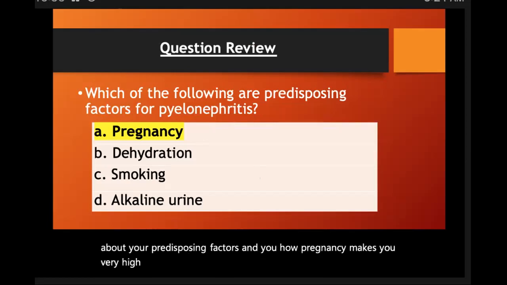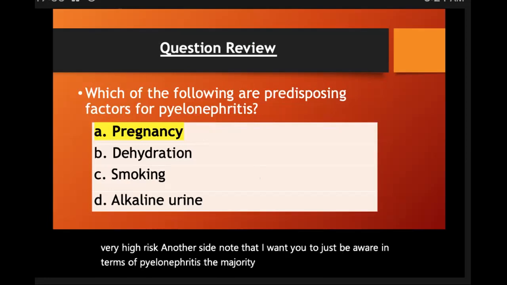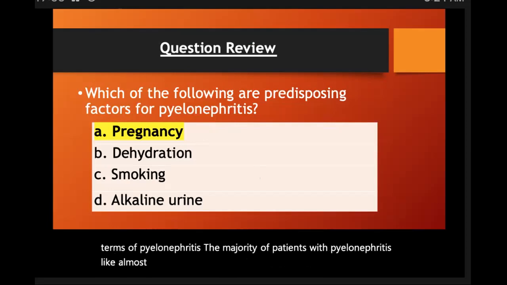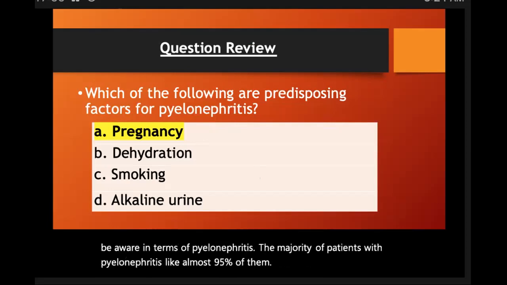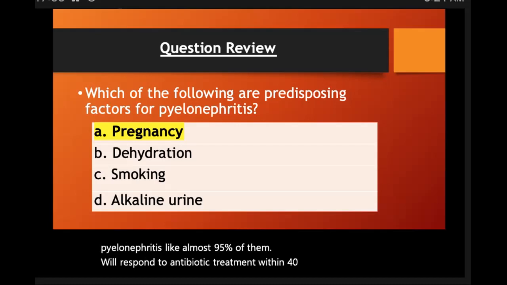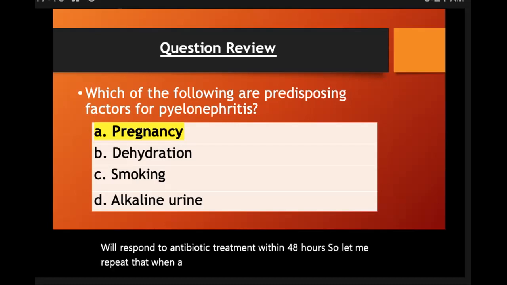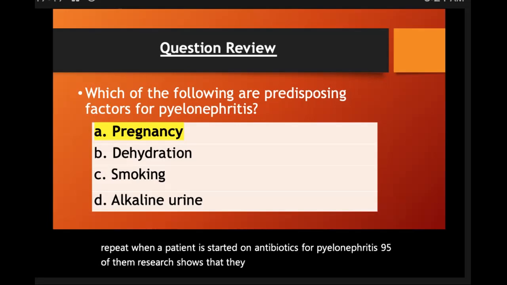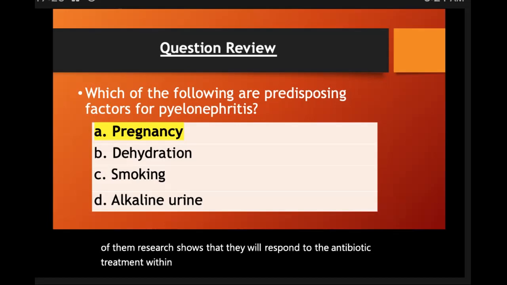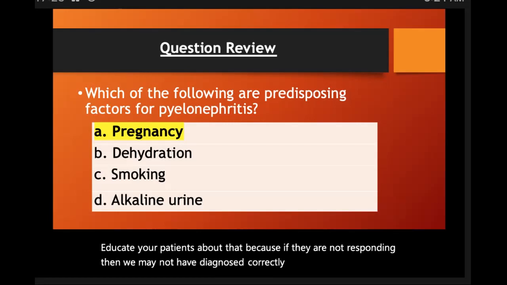Another side note that I want you to be aware of in terms of pyelonephritis: the majority of patients with pyelonephritis, almost 95% of them, will respond to antibiotic treatment within 48 hours. So let me repeat that. When a patient is started on antibiotics for pyelonephritis, research shows that 95% of them will respond to the antibiotic treatment within 48 hours. So make sure you are conscious of that, educate your patients about that, because if they are not responding, then we may not have diagnosed correctly or have picked the wrong type of treatment.